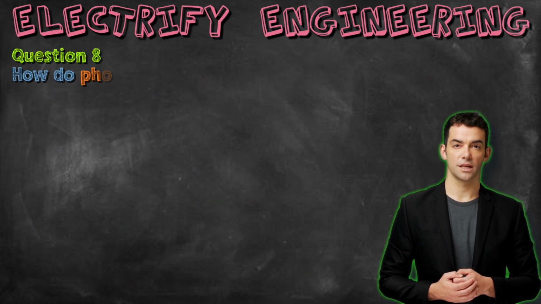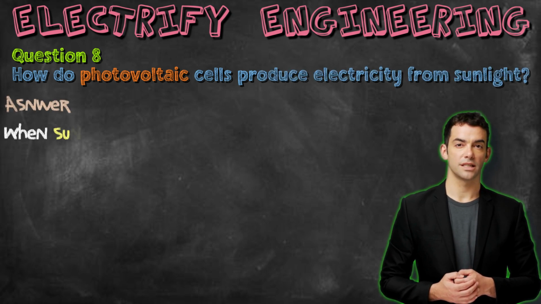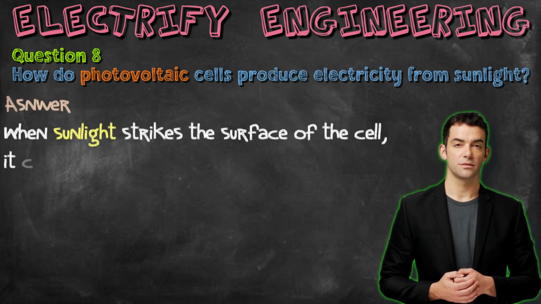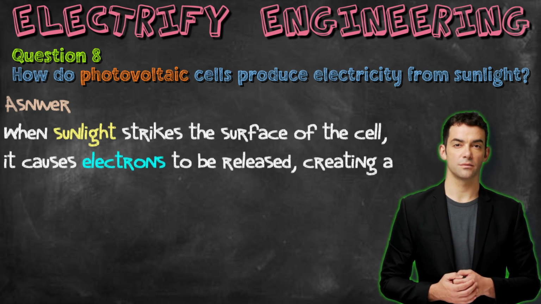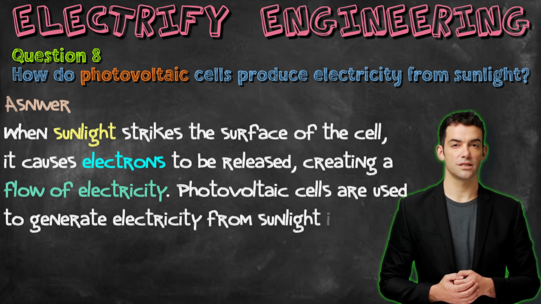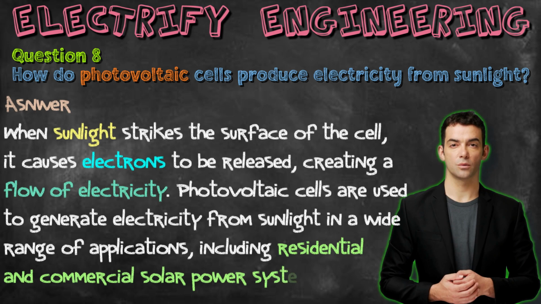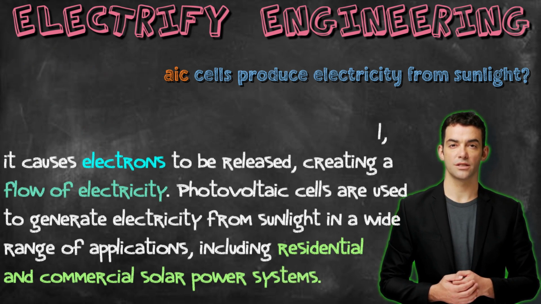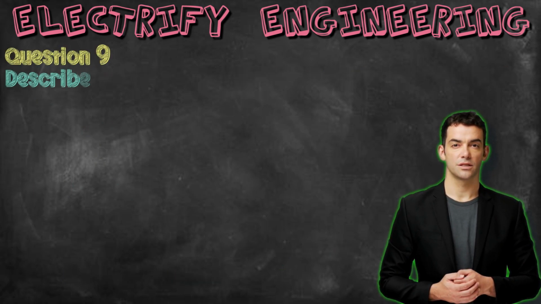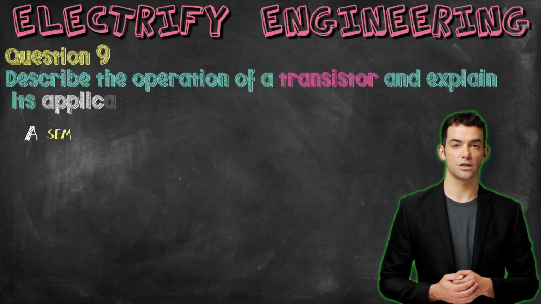8th question. How do photovoltaic cells produce electricity from sunlight? When sunlight strikes the surface of the cell, it causes electrons to be released, creating a flow of electricity. Photovoltaic cells are used to generate electricity from sunlight in a wide range of applications, including residential and commercial solar power systems.